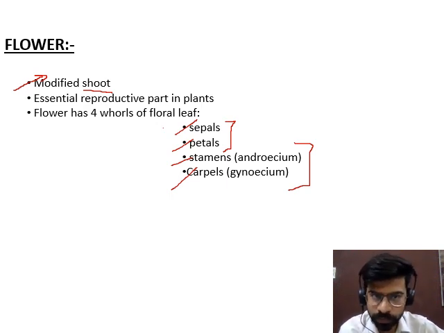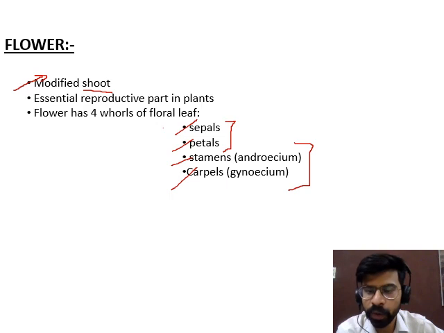So these are four structures present in the flower. Now, if all four parts are present in the flower, it is known as a perfect flower. It means if sepal, petals, stamen and carpels are present, then the flower is known as complete. Whereas if sepal or petal or stamen or carpel is missing, if one part is missing, then it is known as an imperfect flower. Now the structure of flower in the next slide.